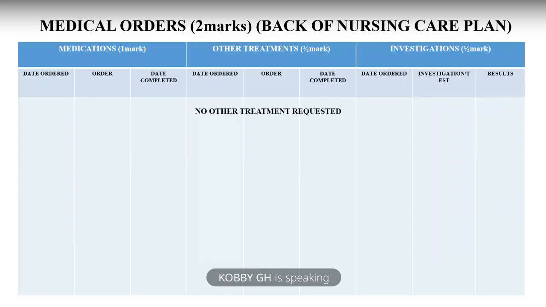If you write 20 other treatments, let someone just write no other treatments requested. The person will get half, you get half. If you like, use the entire 30 minutes to write about 20 other treatments. Let me just write no other treatments requested. You get half, I'll get half.